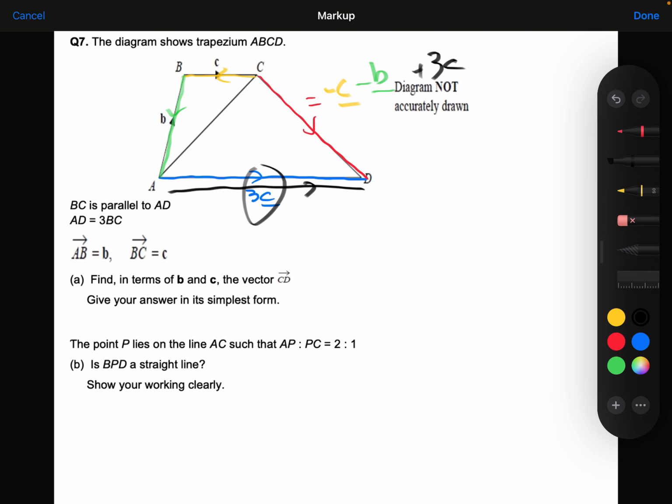So simplifying that, we've got the minus c plus the 3c, which is 2c, and the minus b can't be simplified, so we'll leave that as it is. And so that's my answer for part A. That is the vector C to D.